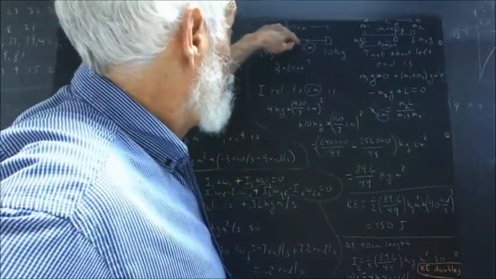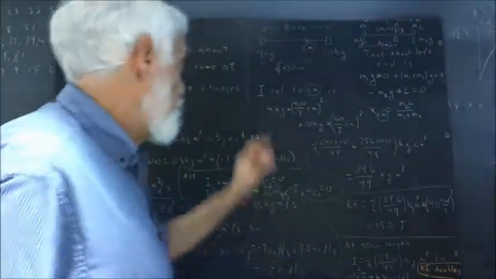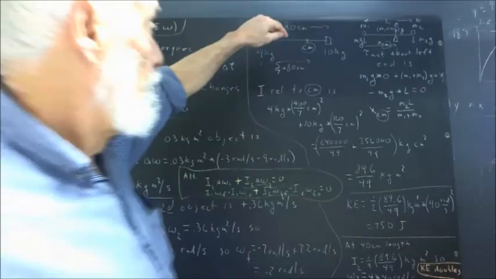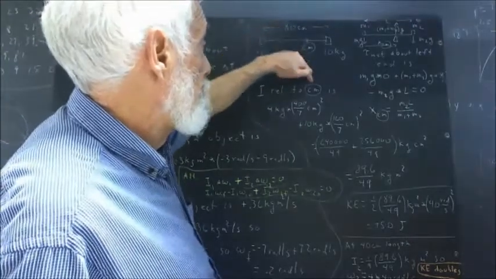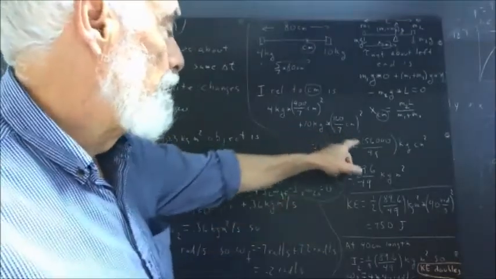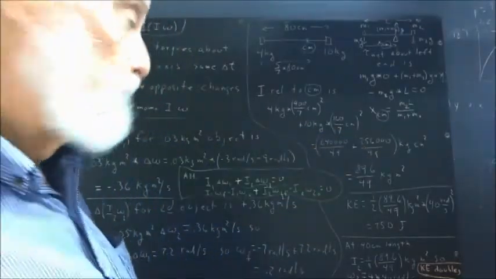Now, I'm using a circled cm for center of mass. I should have used a capitalized CM, but in the interest of time, I'm not going to do that. So anytime I've got a circled cm, that stands for center of mass, and any uncircled cm stands for centimeters.